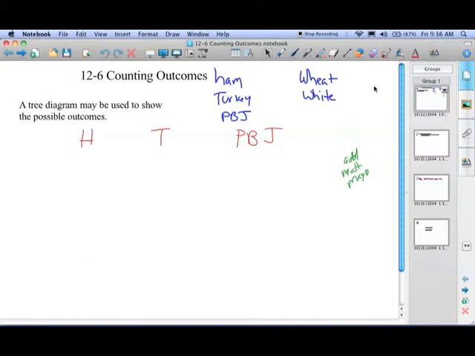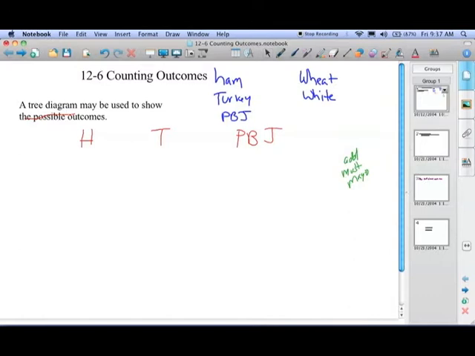One way will allow us to figure out and see each possible combination. That's what we're going to do first. And we're going to use something called a tree diagram to list all the possible outcomes. So in red we have H, T, and PB&J. H being ham, T being turkey, and PB&J obviously peanut butter and jelly.